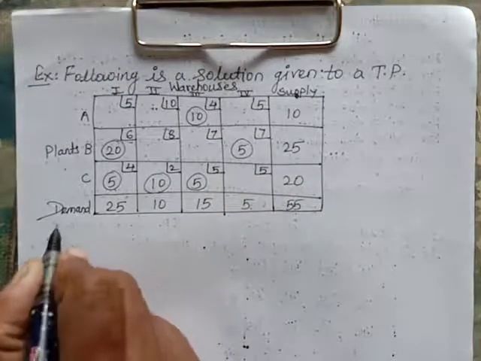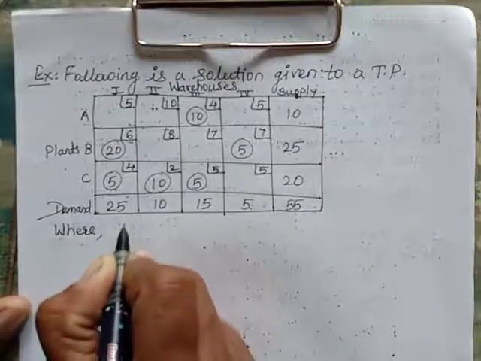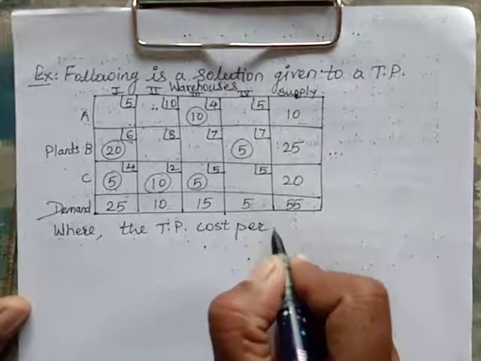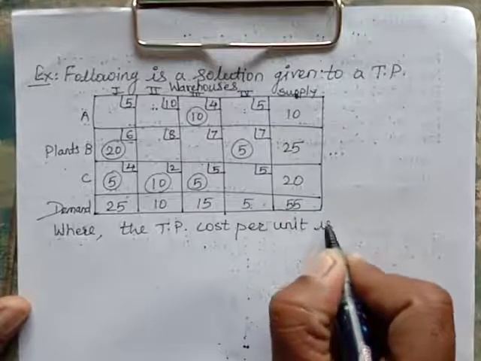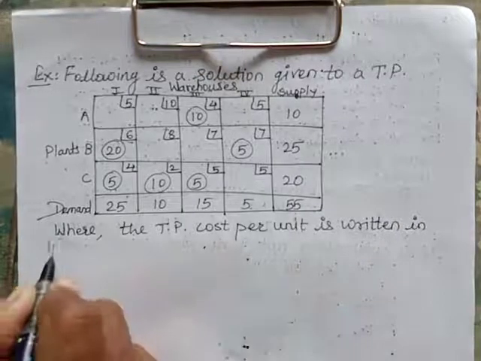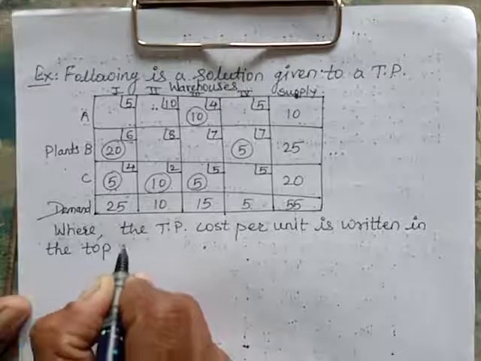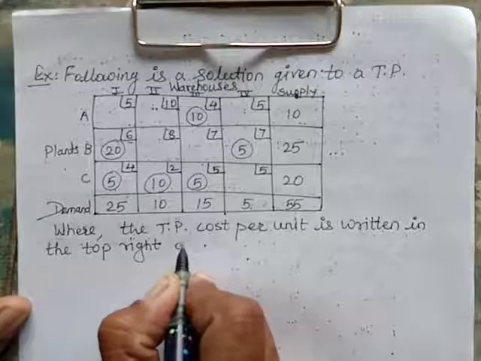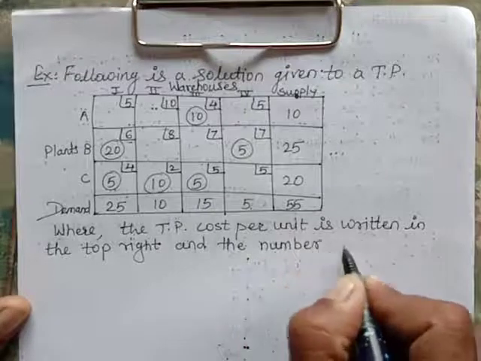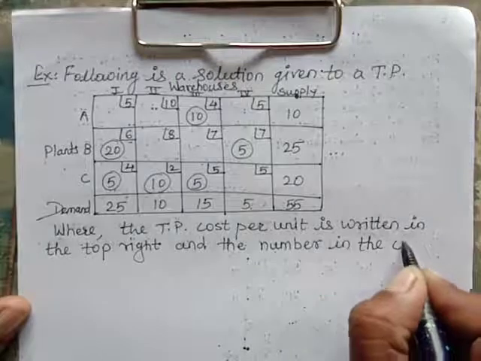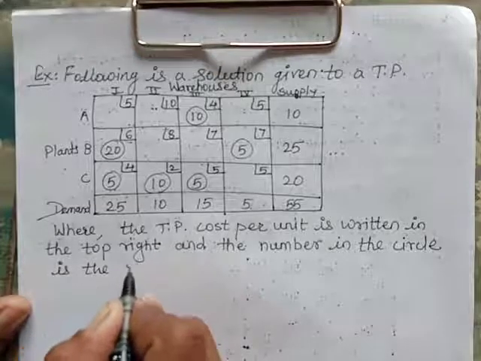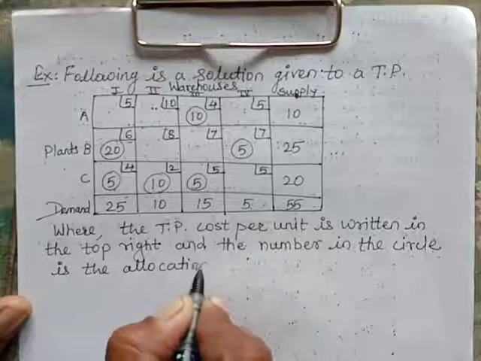Now what the question is further, where the TP cost per unit is written in the top right and the number in the circle is the allocation made.